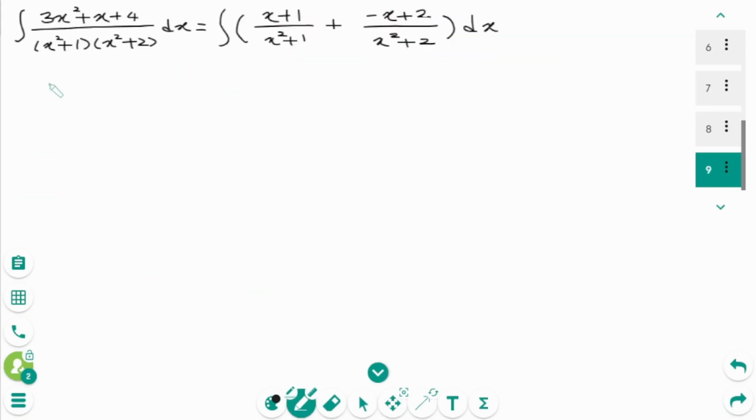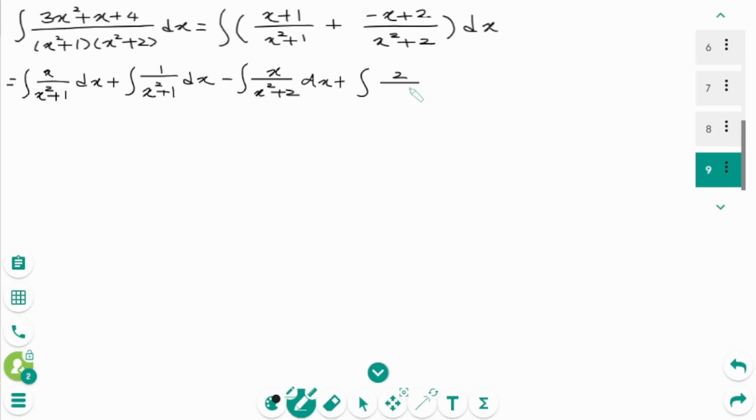Here we break the integrand into 4 parts. Integral of the first one, x over x squared plus 1 dx. The second one, the integral of 1 over x squared plus 1 dx. This one, minus integral of x over x squared plus 2 dx. The last one, integral of 2 over x squared plus 2 dx.